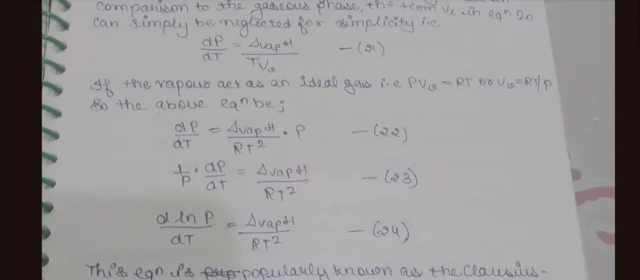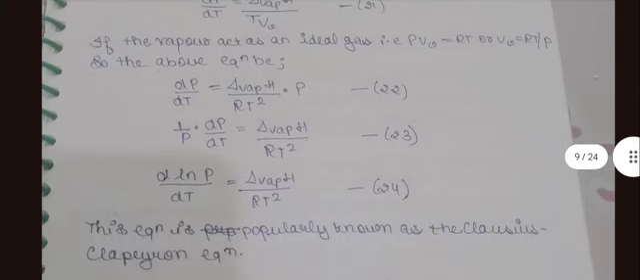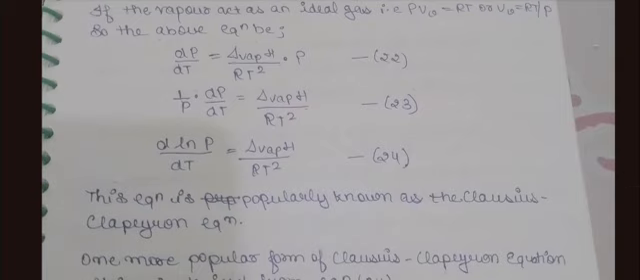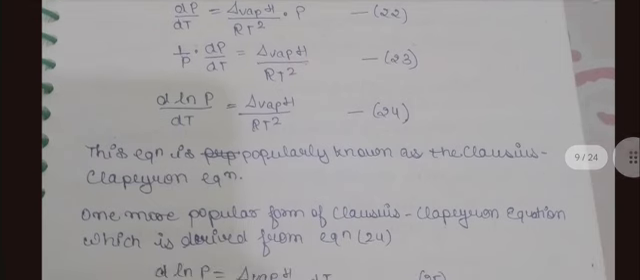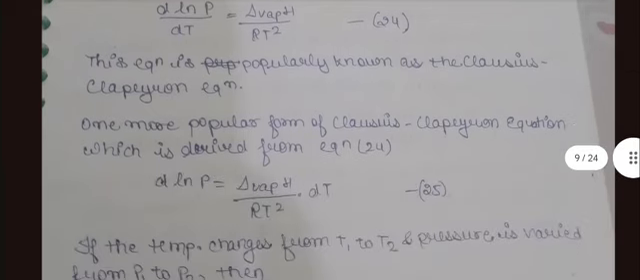If the vapor acts as an ideal gas, that is, P Vv equals RT or Vv equals RT by P, the above equation becomes dP by dT equals delta vapor H by RT square into P, so 1 by P dP by dT equals delta vapor H by RT square, that is, d ln P by dT equals delta vapor H by RT square. This equation is properly known as the Clausius-Clapeyron equation.